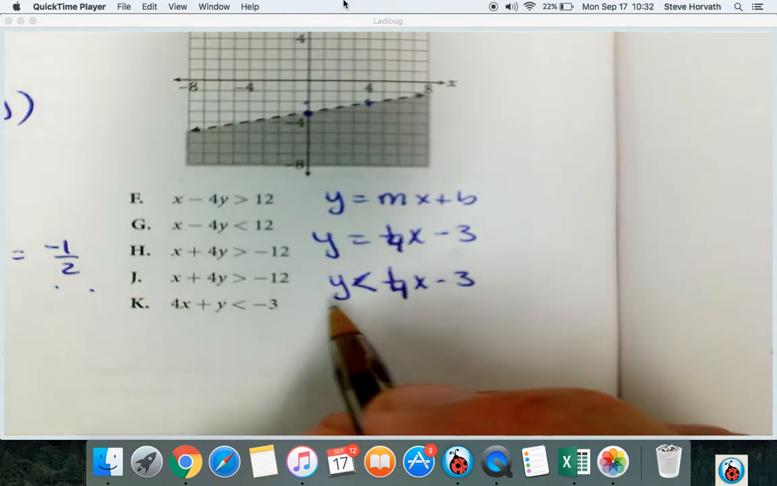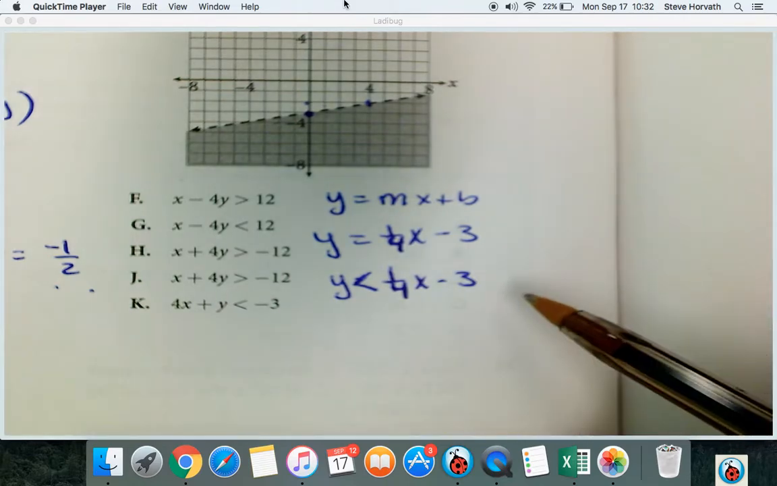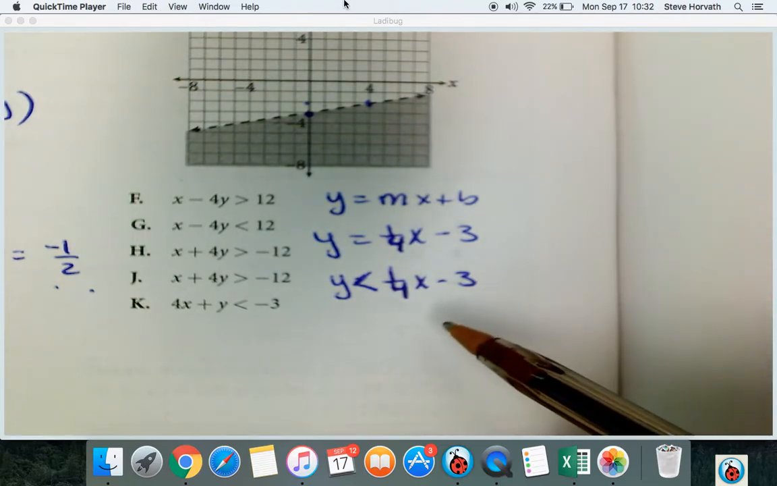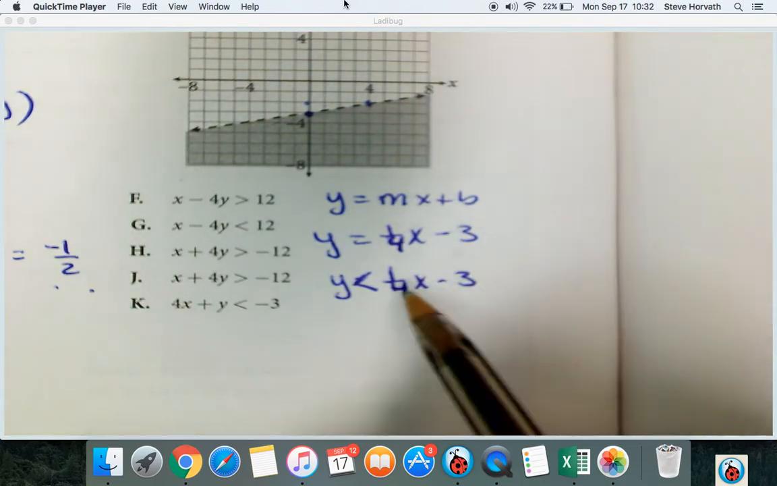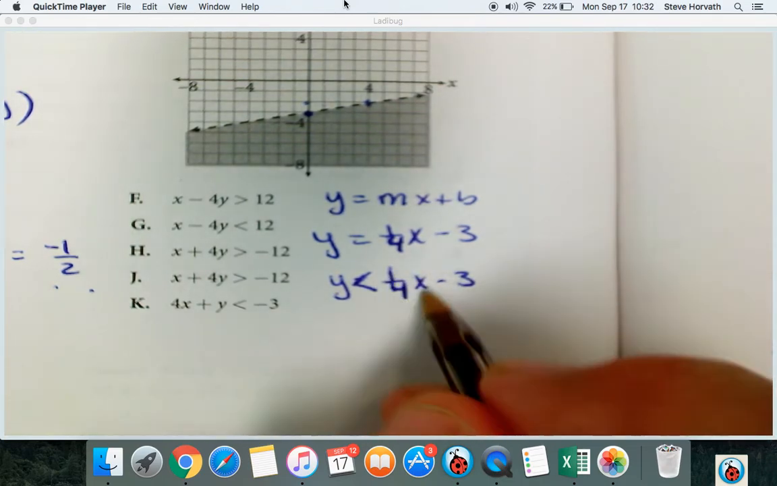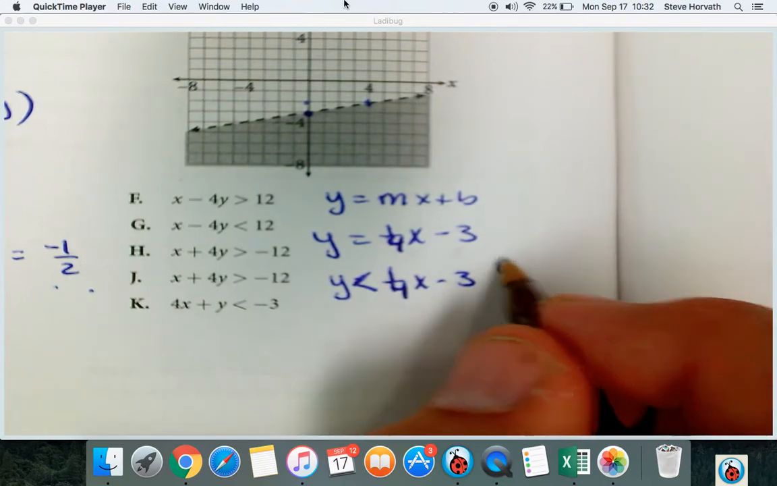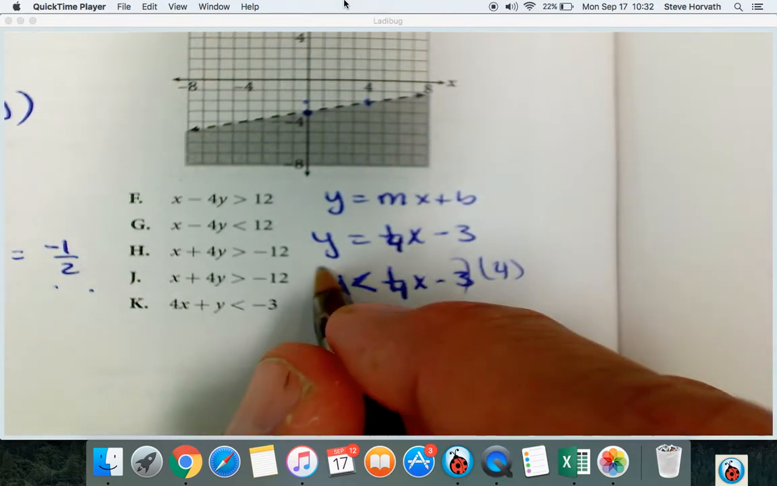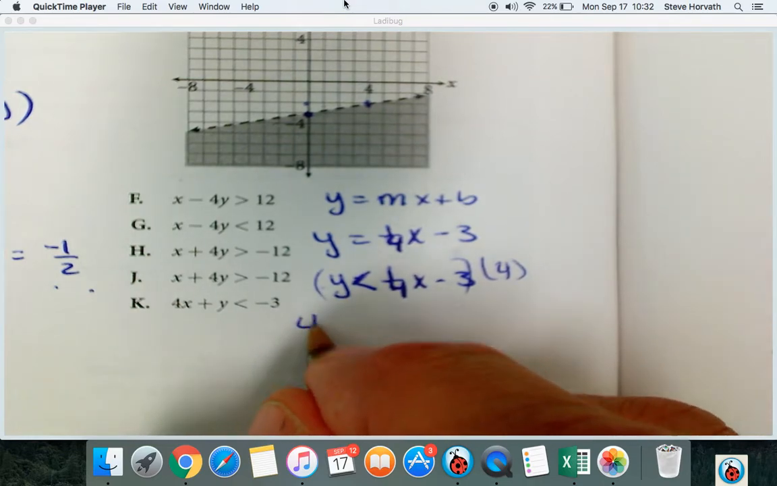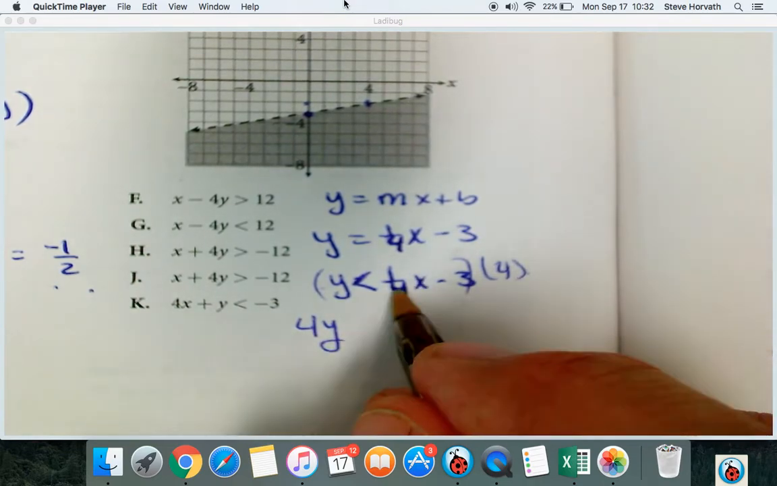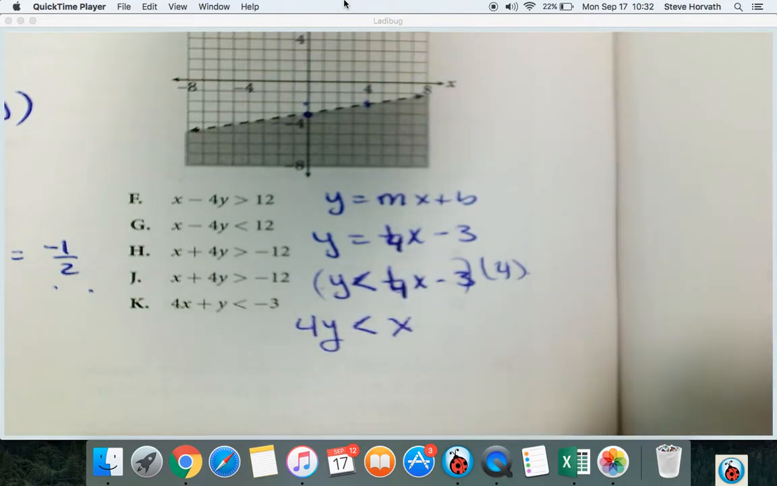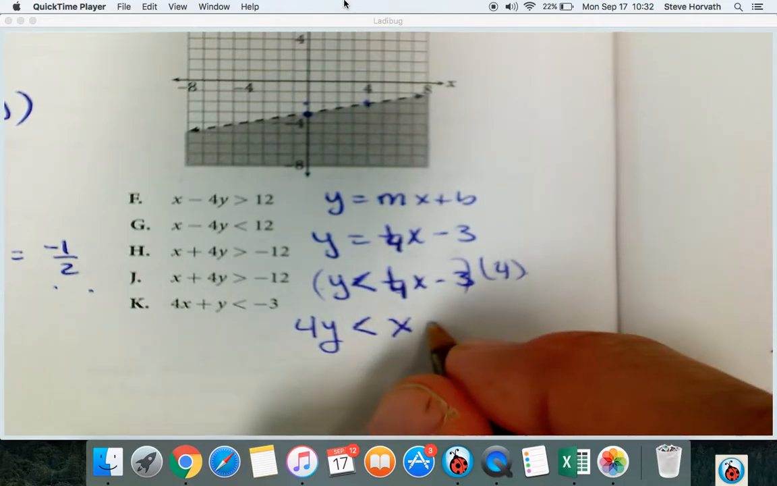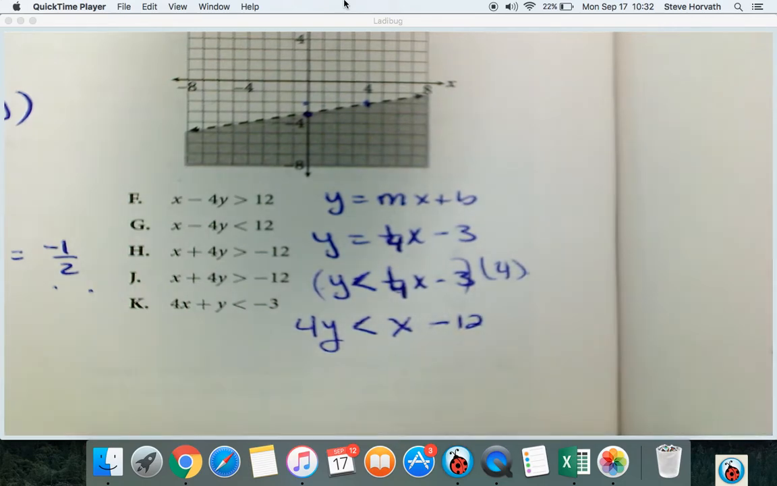Whenever we have an equation or an inequality with fractions, to get rid of fractions, we can multiply everything by the denominator. Since the denominator is 4, we're going to multiply everything by 4. 4 times y is 4y. 4 times 1/4, that's why we're doing this, is simply 1x. And then 4 times negative 3 is negative 12.